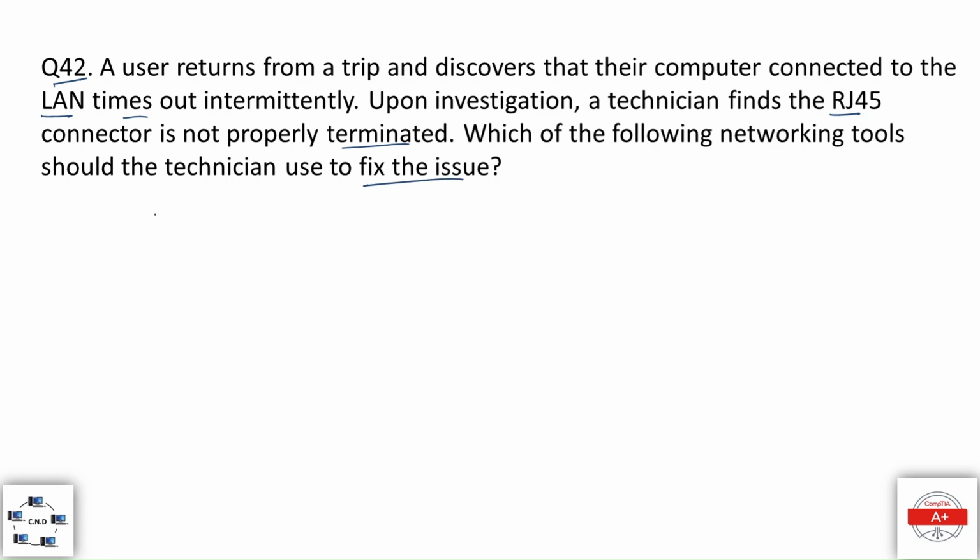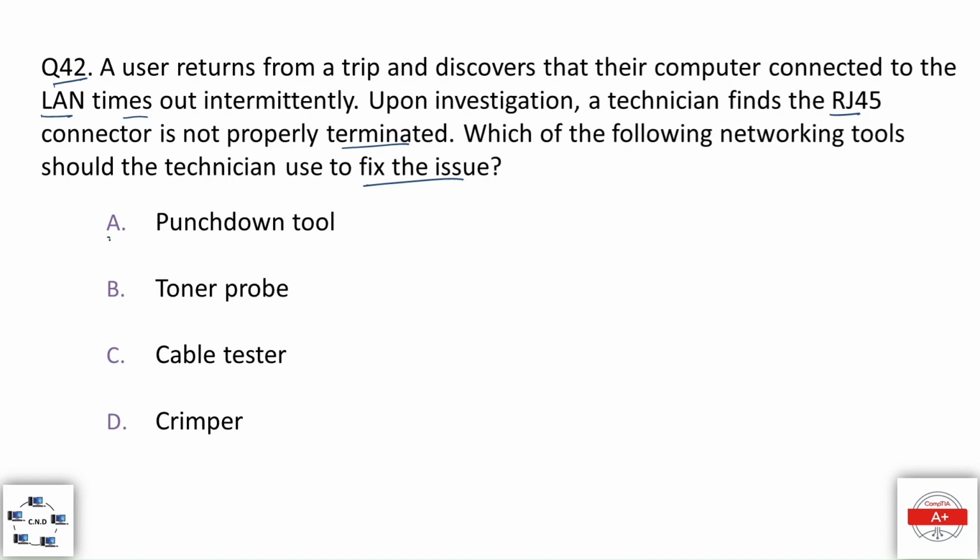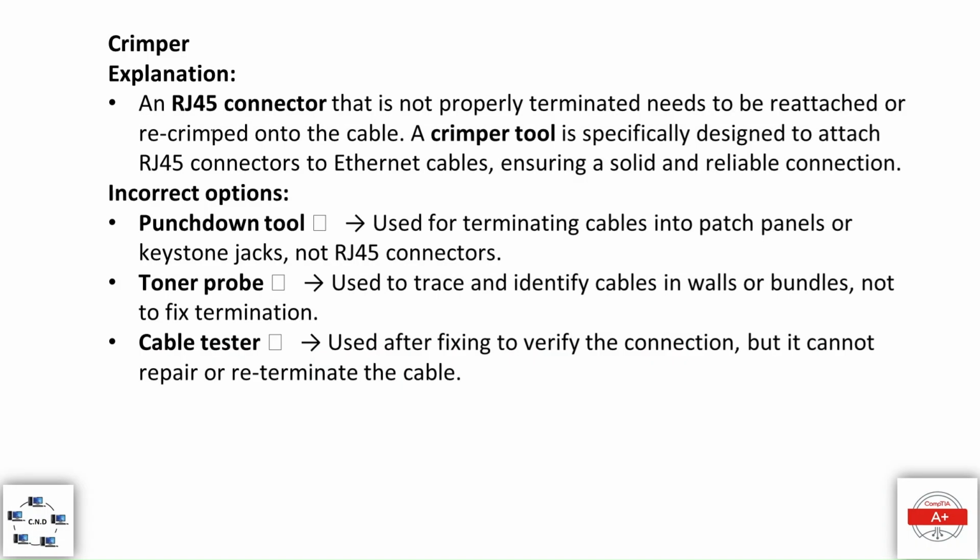And the options are option A, punch down tool, option B, toner probe, option C, cable tester, and option D, crimper. And the correct option is option D, crimper. So what is the crimper?